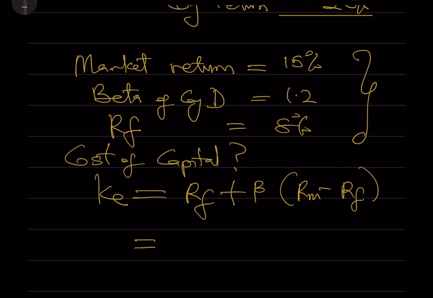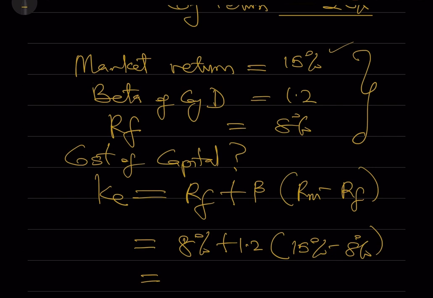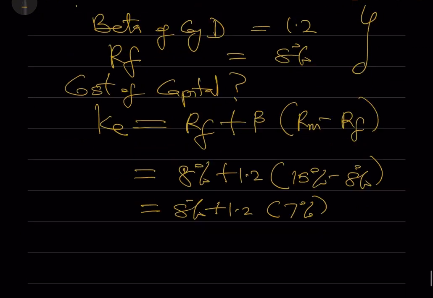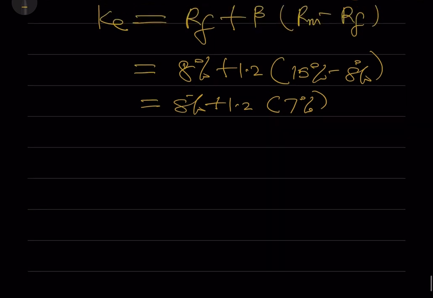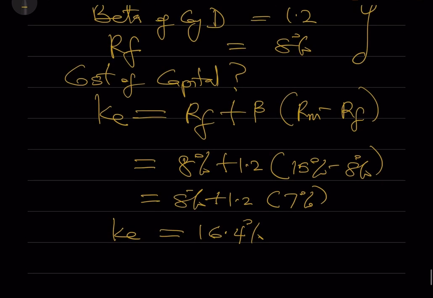And that means cost of equity is equal to 8% plus 1.2 into bracket RM, which is 15%, minus 8% risk-free rate of return. And that will give you what now? That's 8% plus 1.2 into 7%. And if you put that into a calculator, that should give 16.4% as Ke. And so that's where the capital asset pricing model is applied.